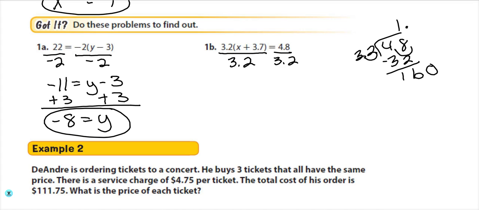So then we have to go into 160, so that would be at least 5 times. Yeah, 5 times. So it should be 1.5. So that would be 160 on the dot. Yep. 0. Okay.